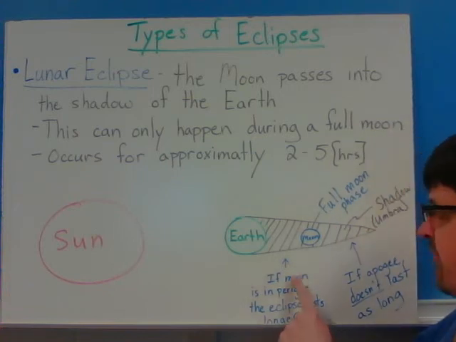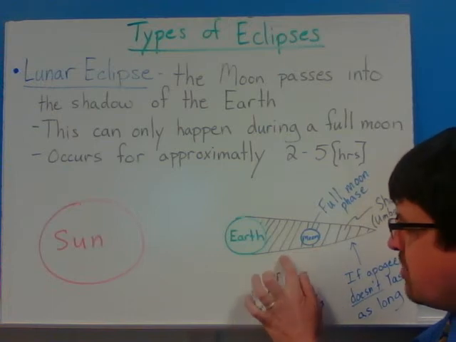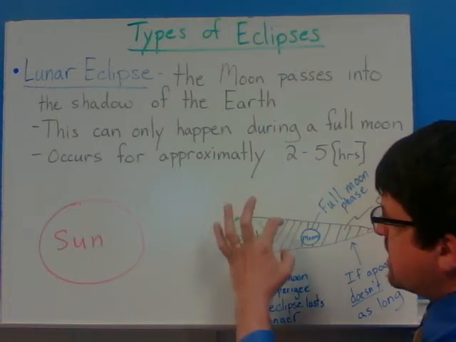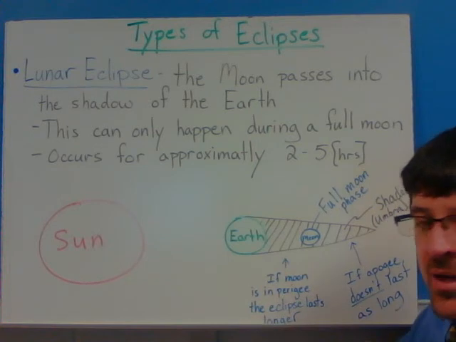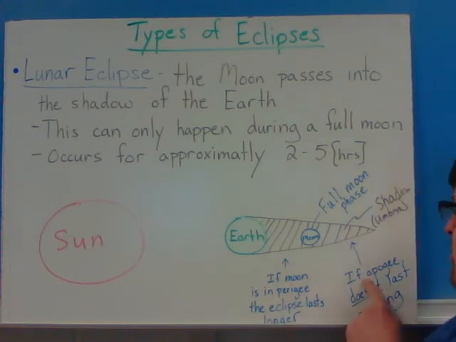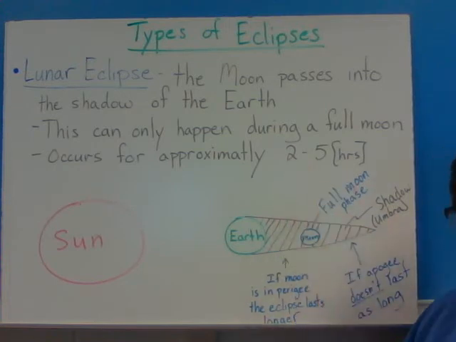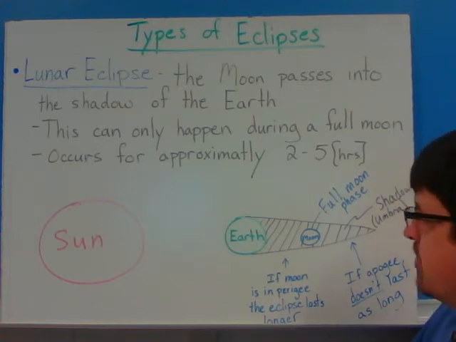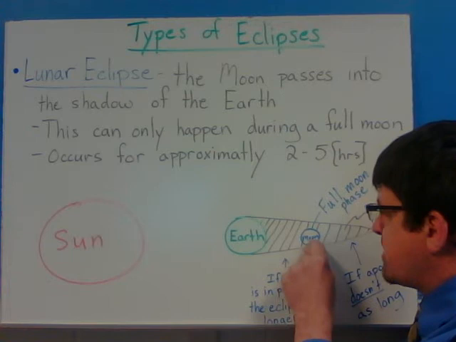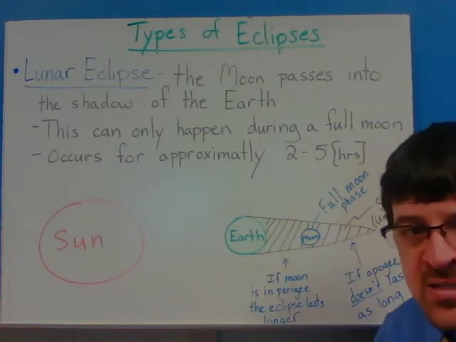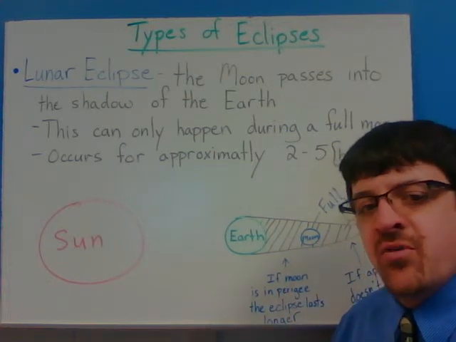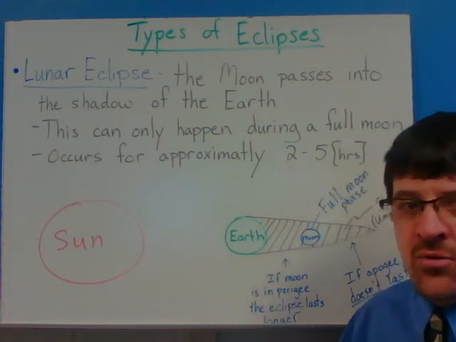Okay, now, if the moon is in perigee, the eclipse lasts longer because the moon would be over here, and so it's going to be in this shadow a bigger period. Now, if the moon is in apogee, away from the Earth, then it's only going to be in the shadow a shorter amount of time. Okay, it doesn't last as long. But a lunar eclipse only happens during a full moon phase, and since the moon's orbit is tilted from the Earth, it has to fall right into that exact right spot.